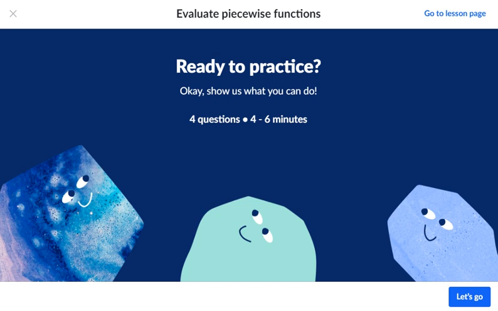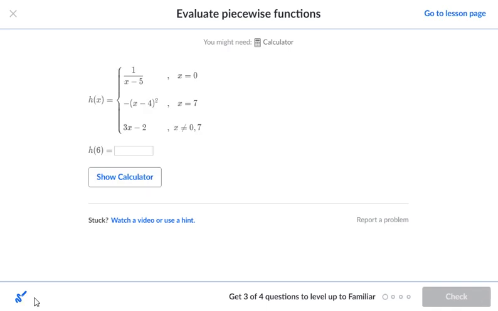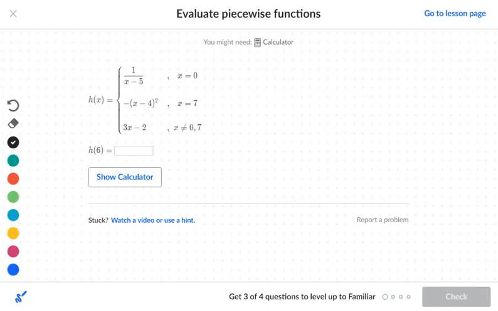Absolute value piecewise function. Evaluate piecewise functions. So we have h of 6, which is the same thing as saying x is equal to 6. So we want to figure out where we can use x equal to 6.